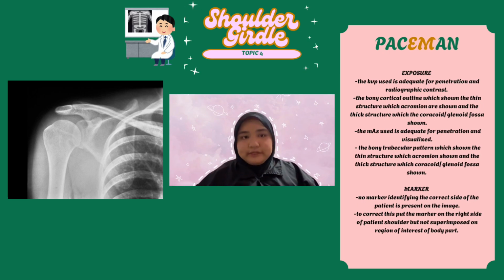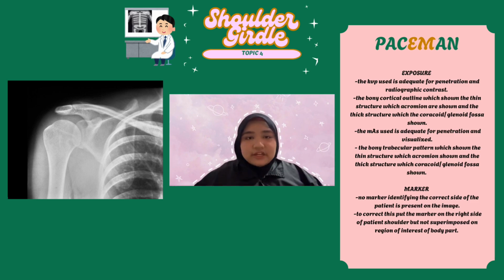Next, we have exposure. The kVp used is adequate for penetration and radiographic contrast. The bony cortical outline shows the thin structure, which is the acromion, and the thick structure, which is the coracoid or glenoid fossa. The mAs used is adequate for penetration and visualization. The bony trabecular pattern shows the thin structure, which is the acromion, and the thick structure, which is the coracoid or glenoid fossa, also shown.